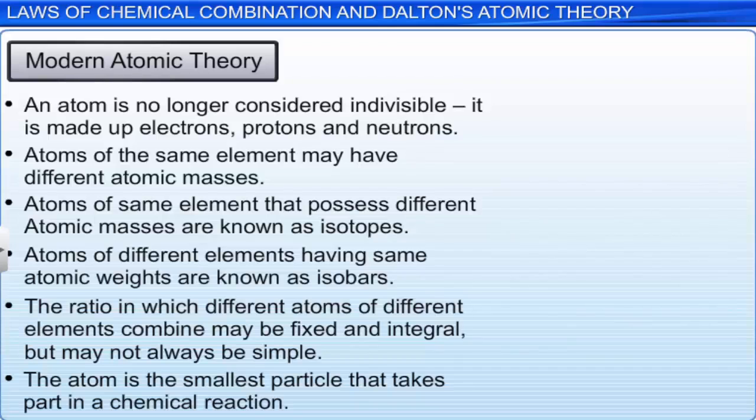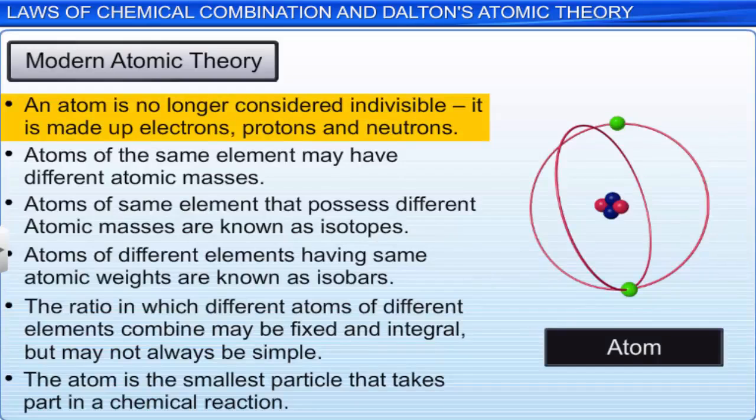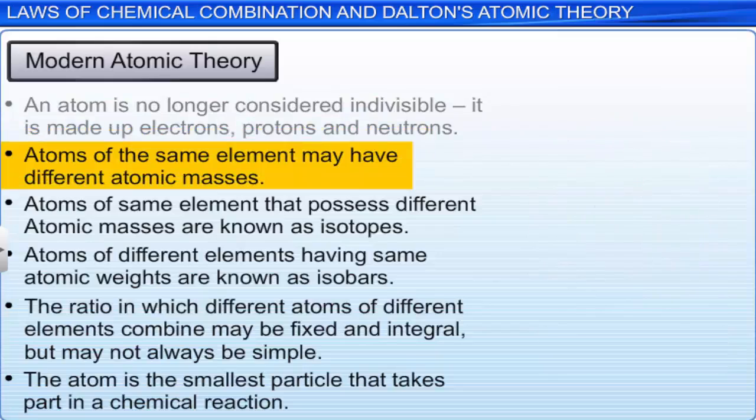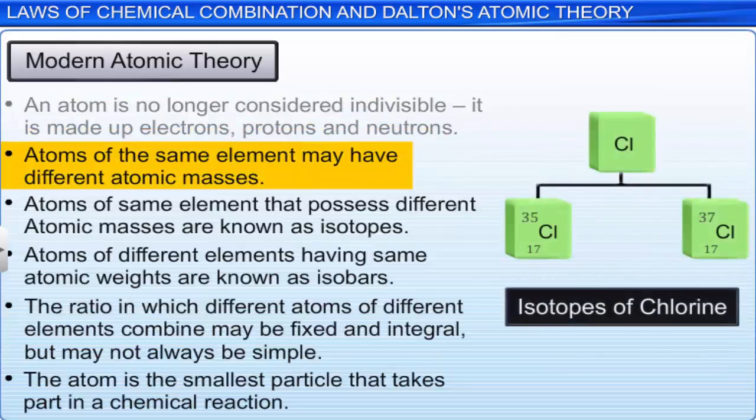Here are the key findings of the theory. An atom is no longer considered indivisible. This means that an atom is a complex structure and is made up of electrons, protons, and neutrons. Atoms of the same element may have different atomic masses. Such atoms are known as isotopes. For example, a chlorine atom may have an atomic mass of 35 and 37.